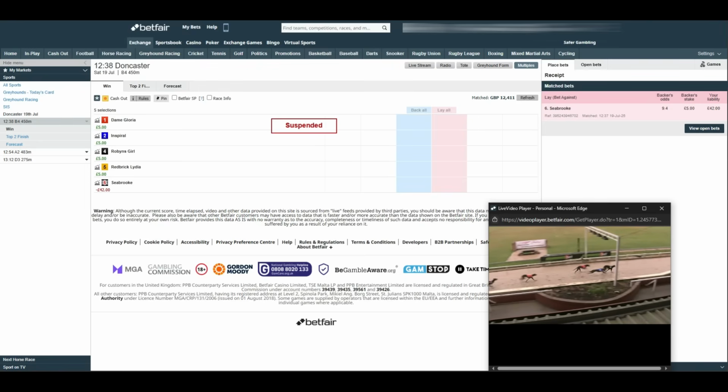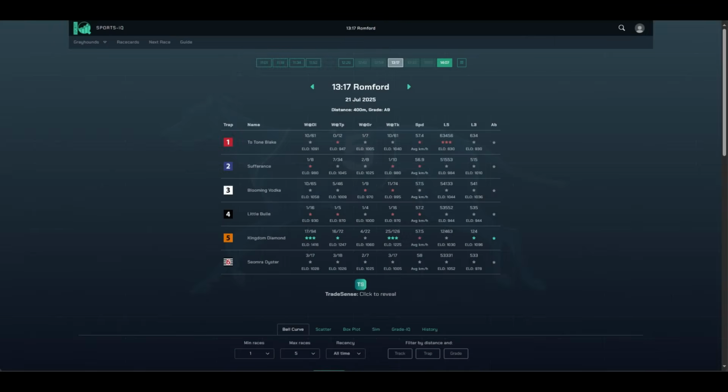Grade IQ spotted Trap 6 going up in grade. The bell curves and box plots exposed the consistency gap. The simulation screamed value, and TradeSense confirmed it as a lay. So we laid Trap 6 at 9.4 and she never landed a blow. That's a textbook data-led trade and a perfect way to kick off this video. Now let's dive straight into the second race.